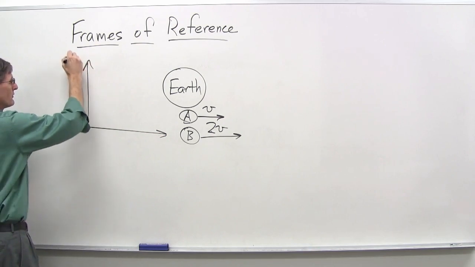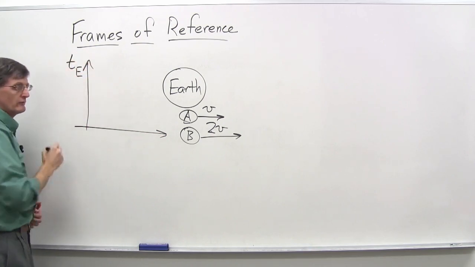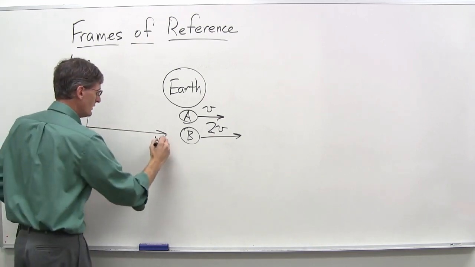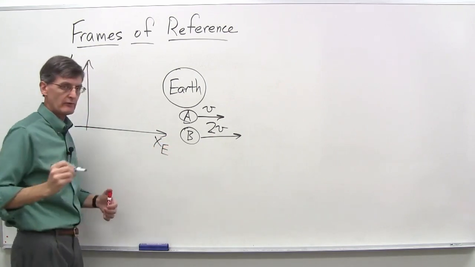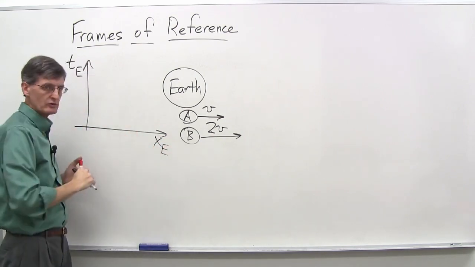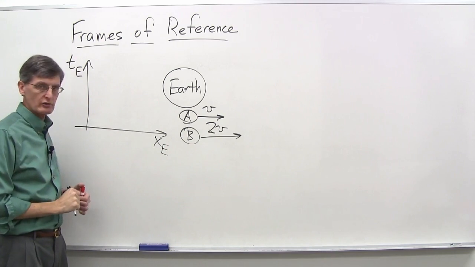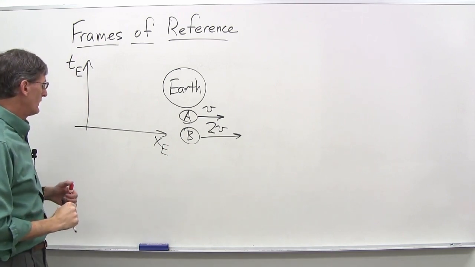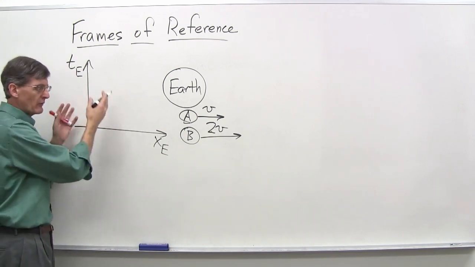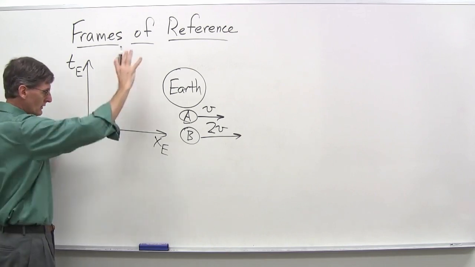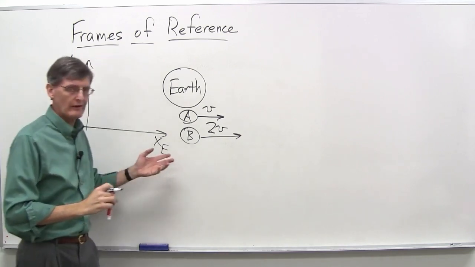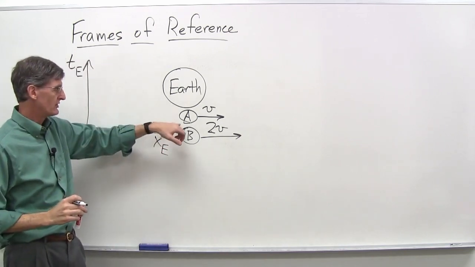Okay, so we'll call this T sub E for the Earth frame of reference, and X sub E for the Earth frame of reference in terms of the position, so time and position with respect to Earth. And we don't need the tick marks here. We'll just do sort of a maybe not quite as precise here, but we'll get the essential details.